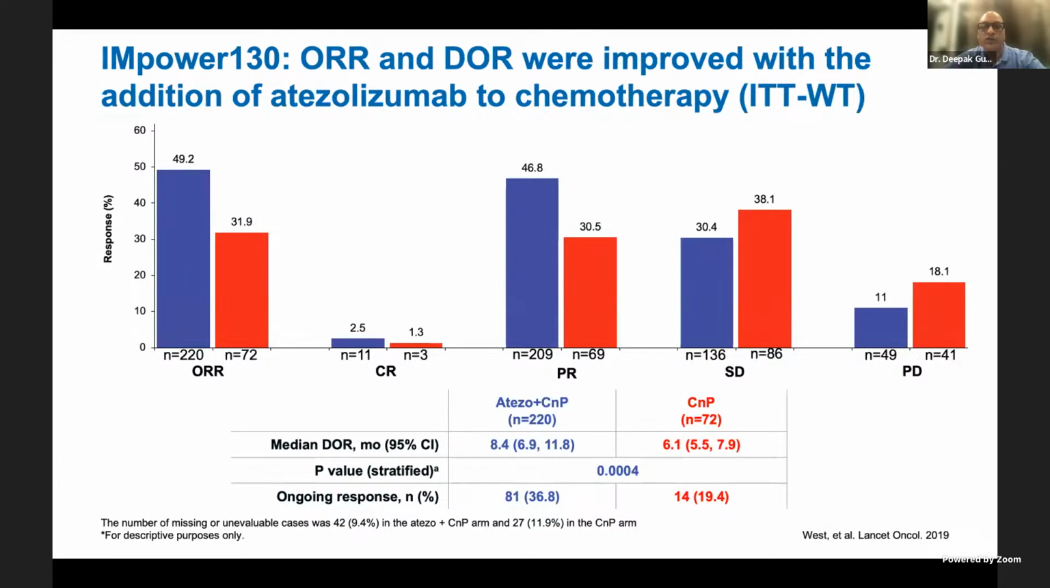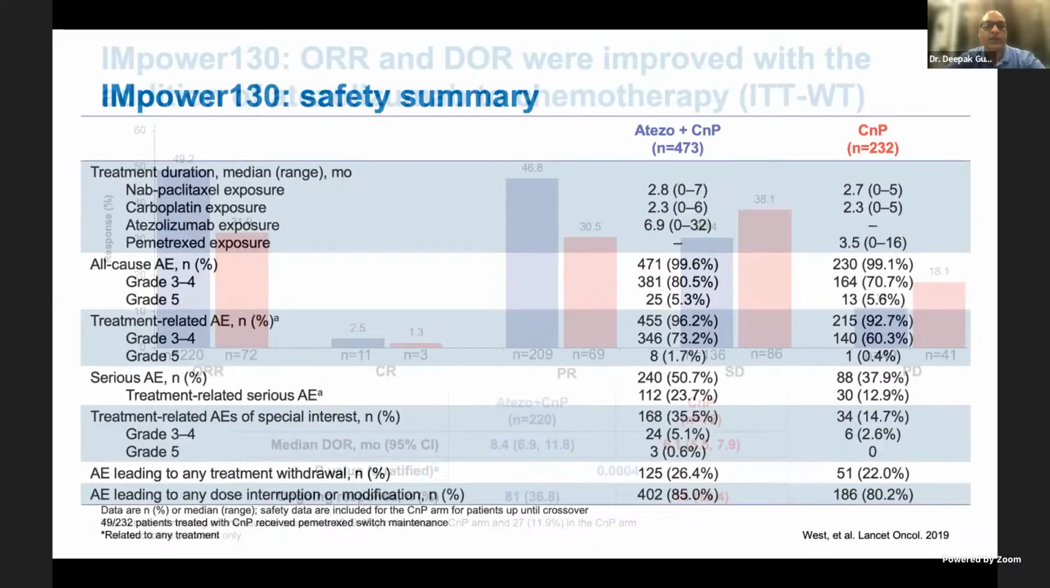Overall response rate and duration of response were improved with the addition of Tecentriq to chemotherapy. You can see that overall response rate was 50% as compared to 31%, and partial response 46% versus 30%. Median duration of response was 8.4 months versus 6.1 months.